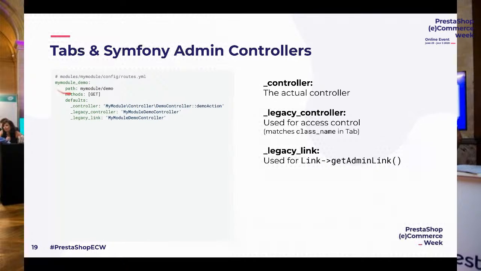So you name your route, then you state the path, which will control to which URL your controller will be attached. So when you go to shop.com/admin/mymodules/demo, you will get to this controller. So when you use the get method, and then you have these properties that you have to set up. The first one is the controller, where you set up the name of your controller and the name of the method you want to invoke when the user accesses this route. And then there's these two other properties. The first one is called legacy controller.